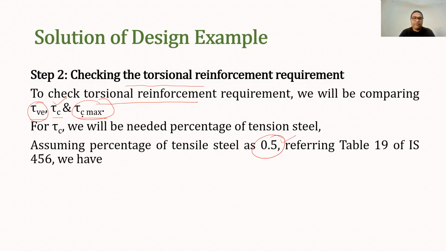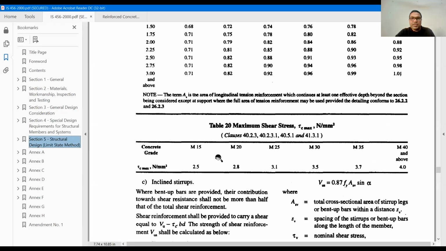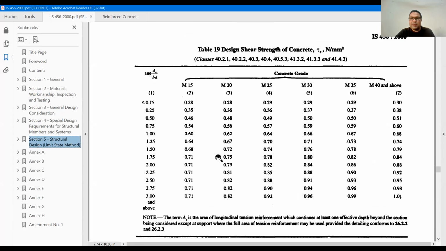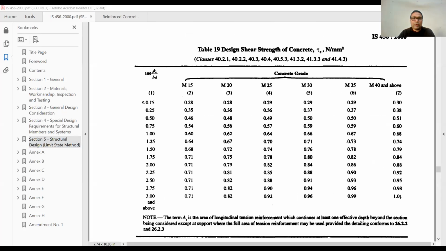And now, based on this value, we will find out the value of tau C from table 19. Again, I will show you this table 19 in the IS code. Here you can see above table 20, there is table 19, which is for tau C. Tau C is dependent on the percentage of steel, which is 100 AS by BD. AS is the area of tension steel, and B and D are the width and the effective depth of the cross section. Here we have assumed the percentage of tension reinforcement as 0.50 and we are using grade M20. So corresponding to this, we have the value of tau C as 0.48.